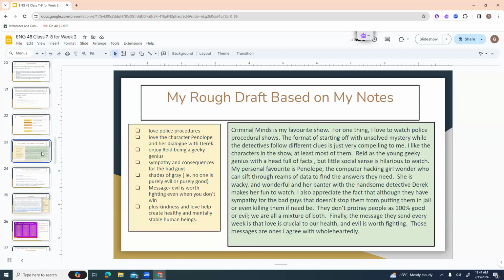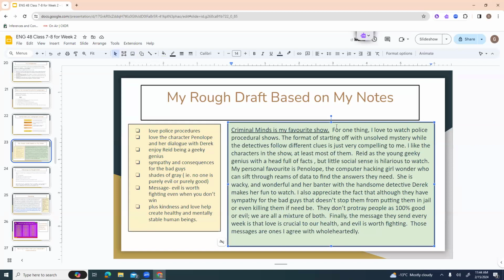All right. So Criminal Minds is my favorite show. There's my opening sentence. I could make that longer. I'm just kind of starting with a very simple one. If I was revising, I probably would make it a little bit longer. I'm just going to underline it so you can see it. And then down here at the bottom, I'll come to that. I'll go through it bit by bit.